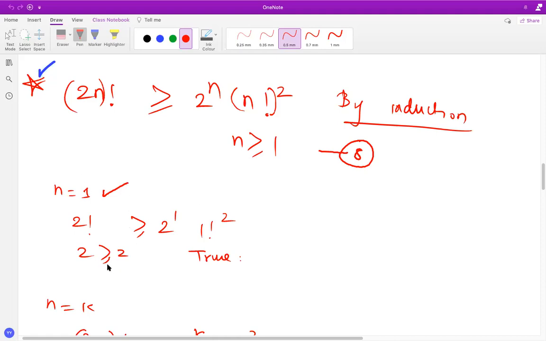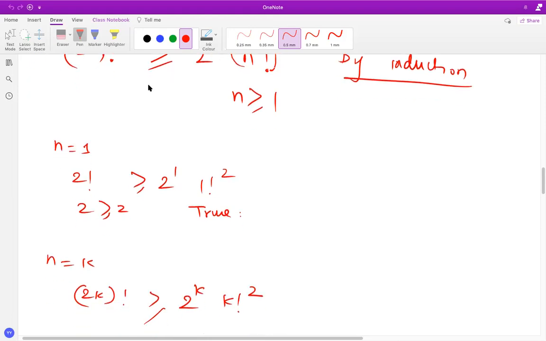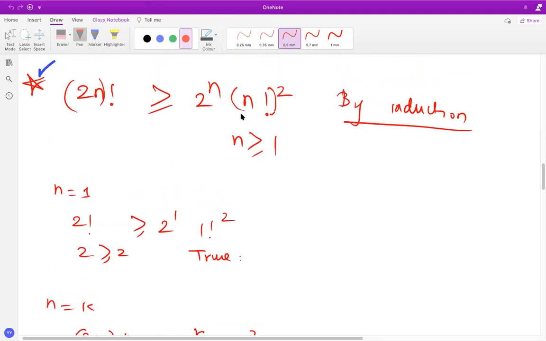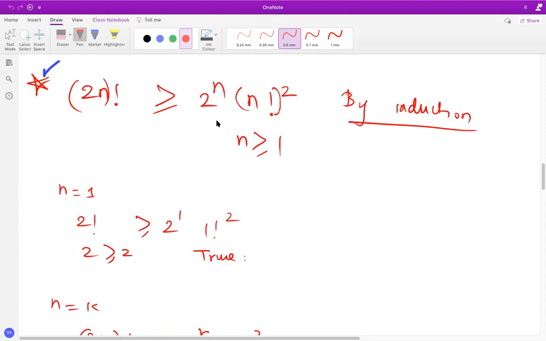So is 2 higher than or equal to 2? That's true. Now our next step is to assume n equals k is true. So when you assume n equals k is true, you're going to just replace n equals k here. So according to the assumption, what I get is (2k)! is greater than or equal to (2^k × k!)².